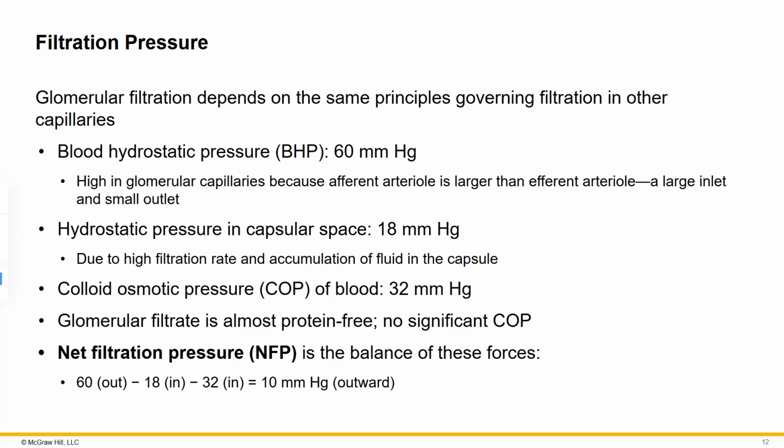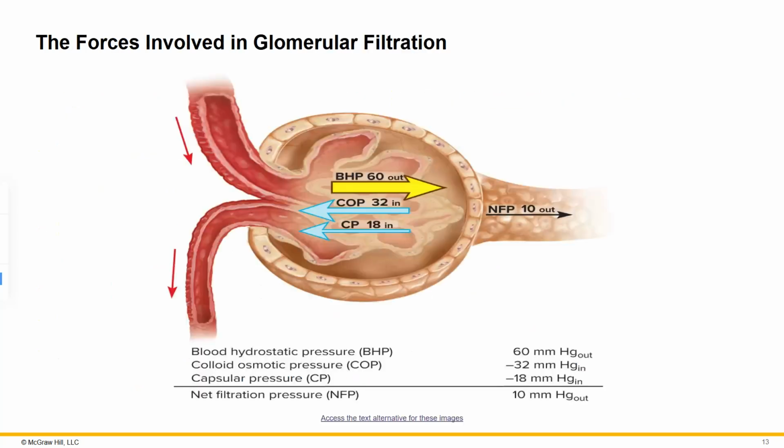Net filtration pressure is the balance of those forces. So 60 out, minus 18 in, minus 32 in is 10 millimeters outward. And this diagrams that pressure. So COP stands for colloid osmotic pressure. BHP is the blood hydrostatic pressure. CP is the capsular pressure. And then you have net filtration pressure. And the net filtration pressure is the pressure that forces the solution through that nephron tubule.